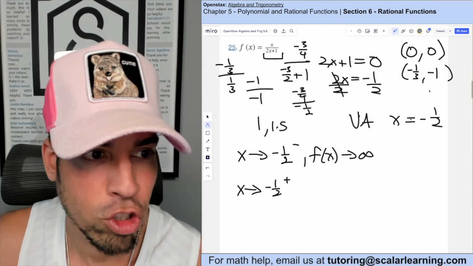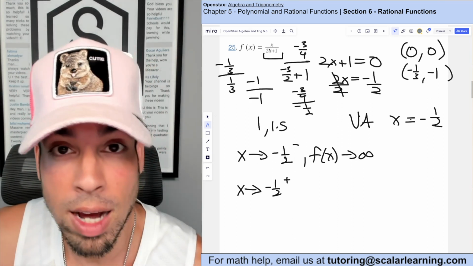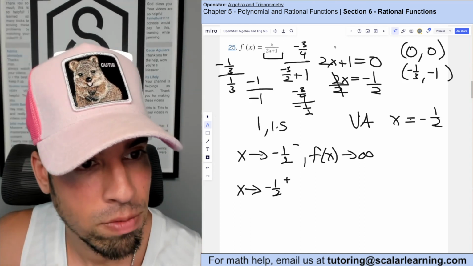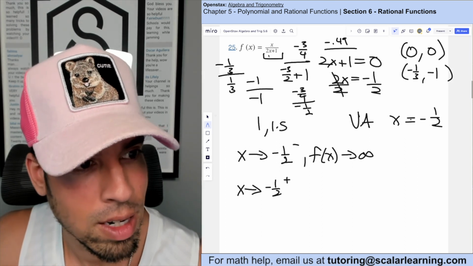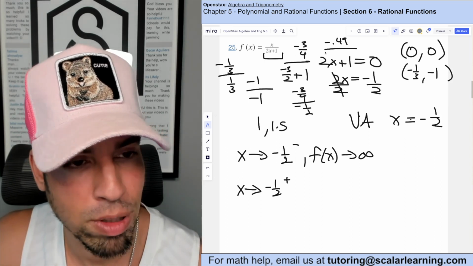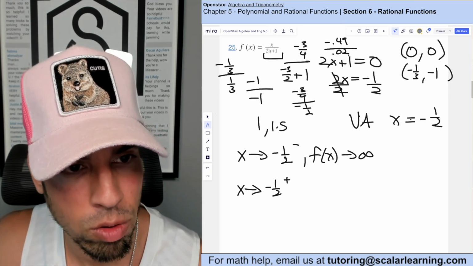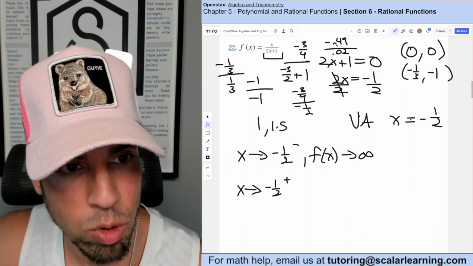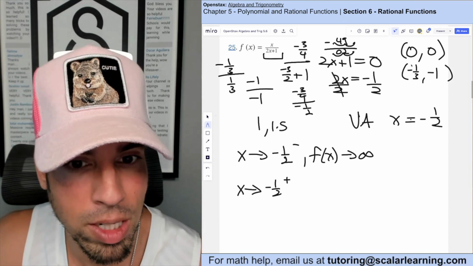Now again, you could try something like negative 0.49, right? Just to the right. And we could do that. Let's do that just for fun. Negative 0.49 over 2 times that is negative 0.98 plus 1, which is positive 0.02, something like that, right? And then you divide by that, you're going to move the decimal over twice. So it's like negative 49 divided by 2.